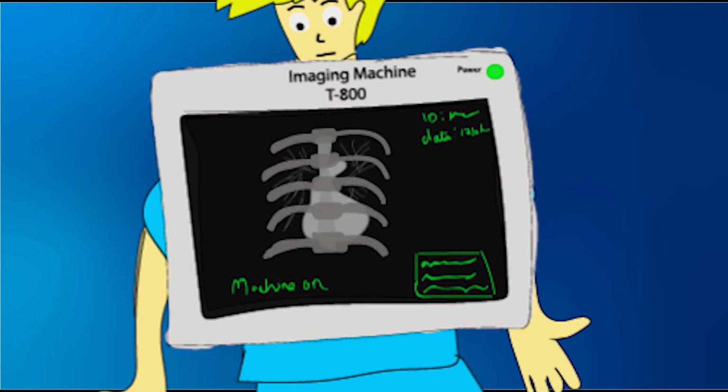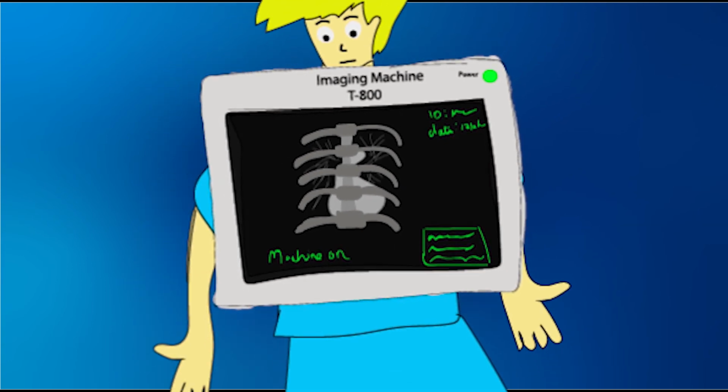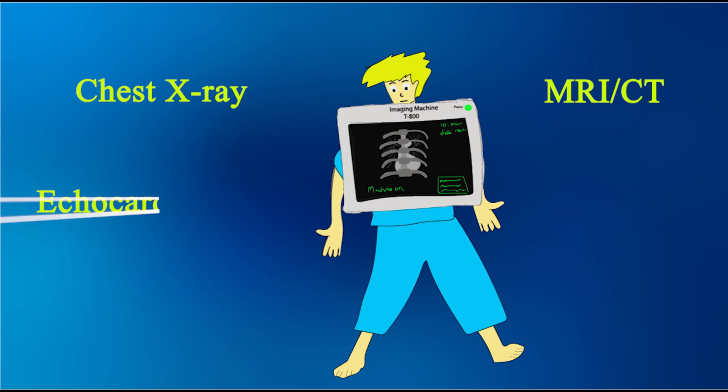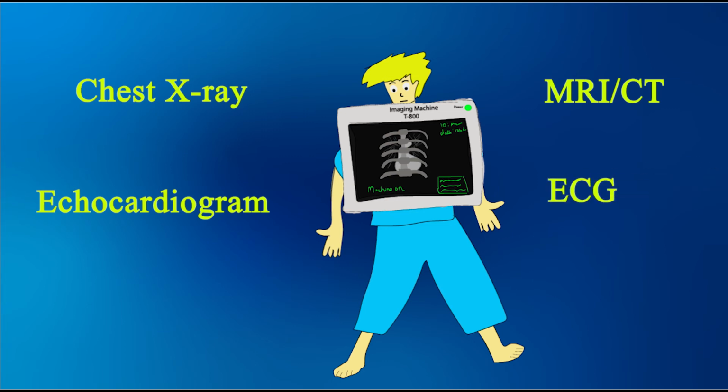Special equipment that we can use to look at the heart include a chest X-ray that can highlight vague structural abnormalities, an MRI or cardiac CT that shows greater detail, an ultrasound of the heart called echocardiogram that can visualize the pumping action, and an ECG that can graph the electrical activity of the heart.